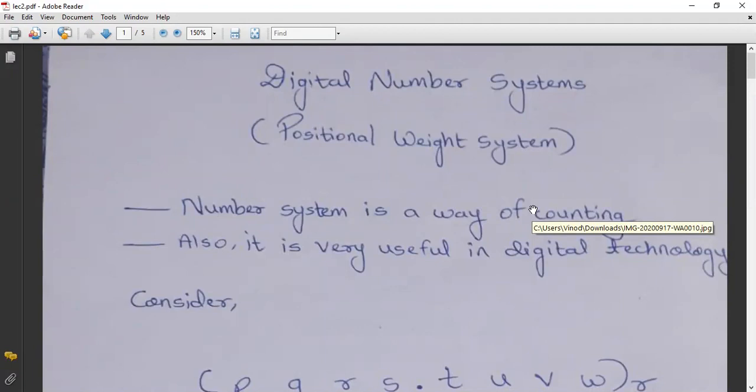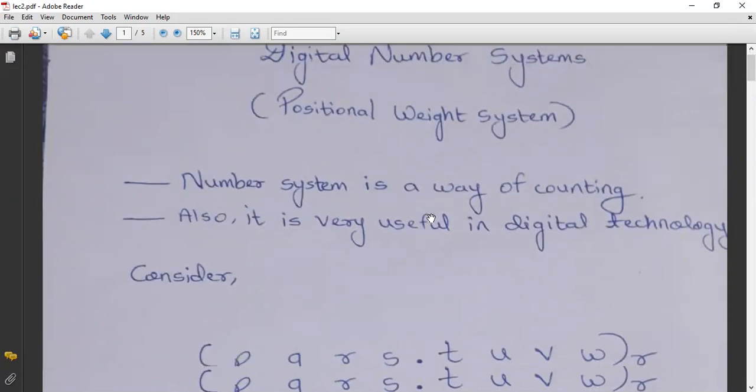In the previous lecture, we have seen a brief introduction of a digital system. So in today's video, we are going to start with the digital number system topic. So what is a number system? Number system is a way of counting, and also it is very useful in digital technology.